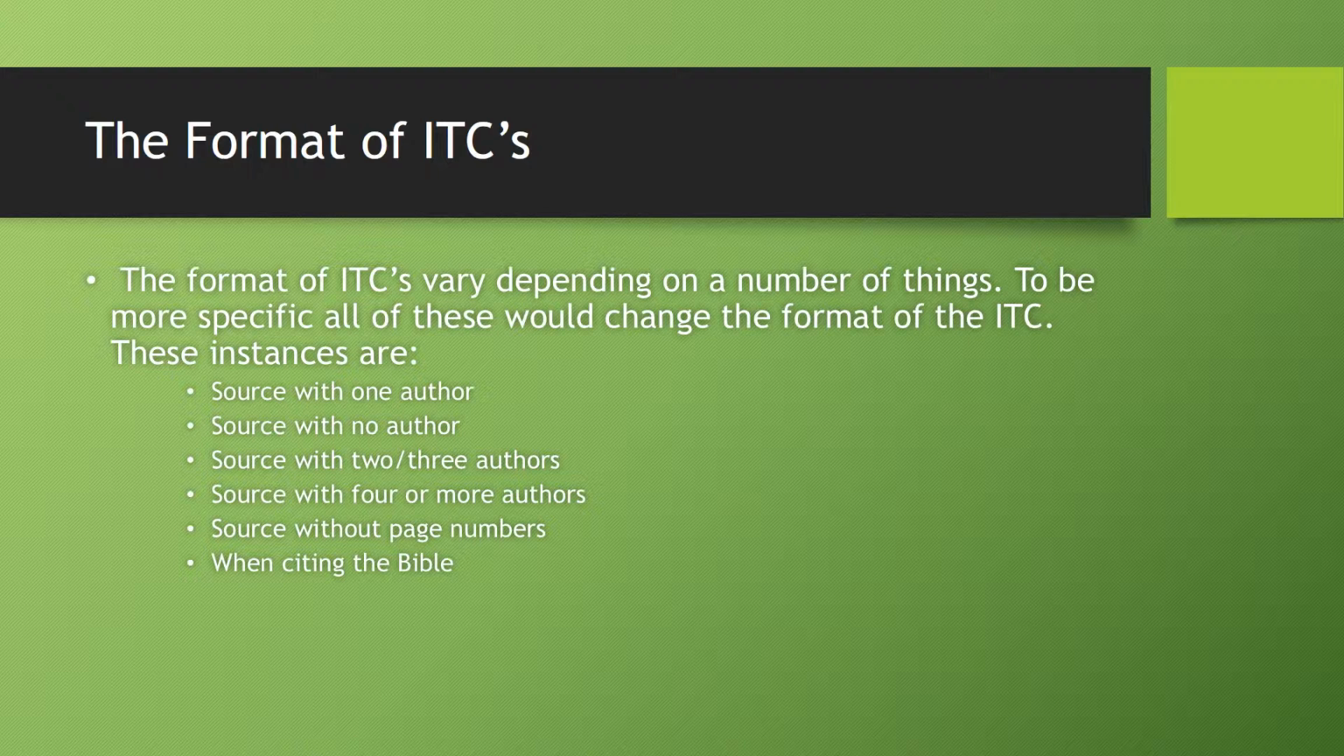The format of in-text citations varies along with the source of the author, or the number of authors, whether it's 2 to 3 authors, no author, 4 or more authors, whether there's a page number, and even when you're citing the Bible. It all changes the format of how in-text citations are used.